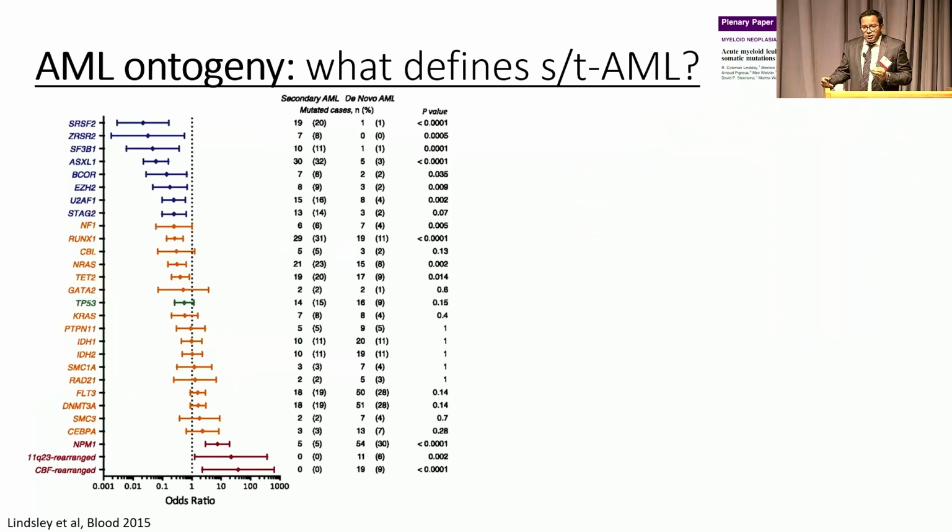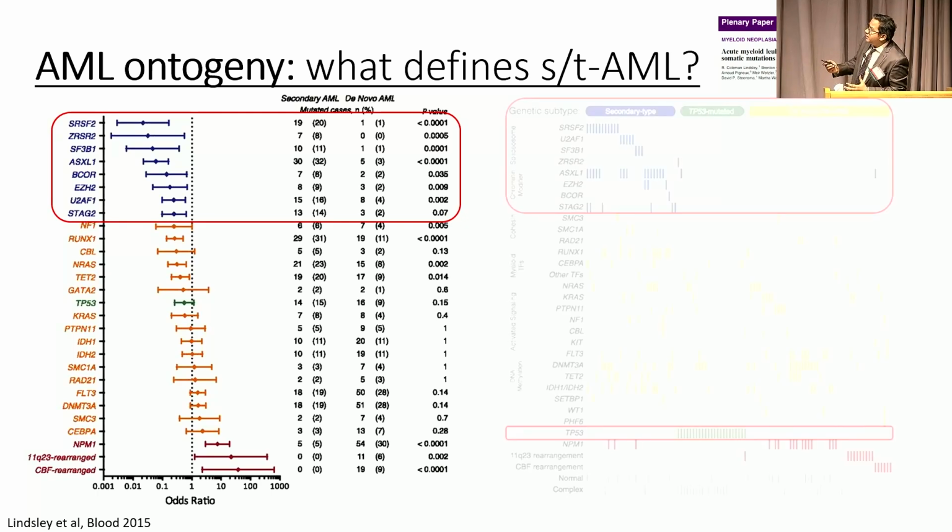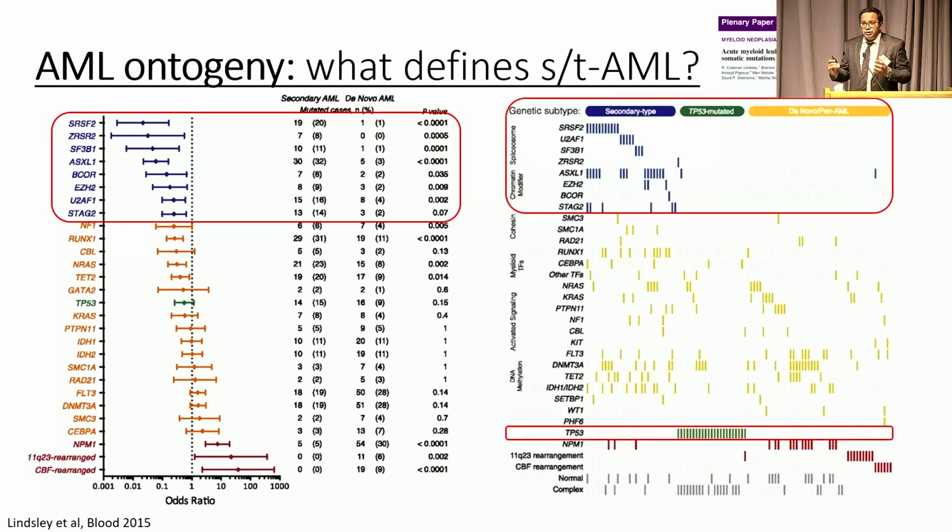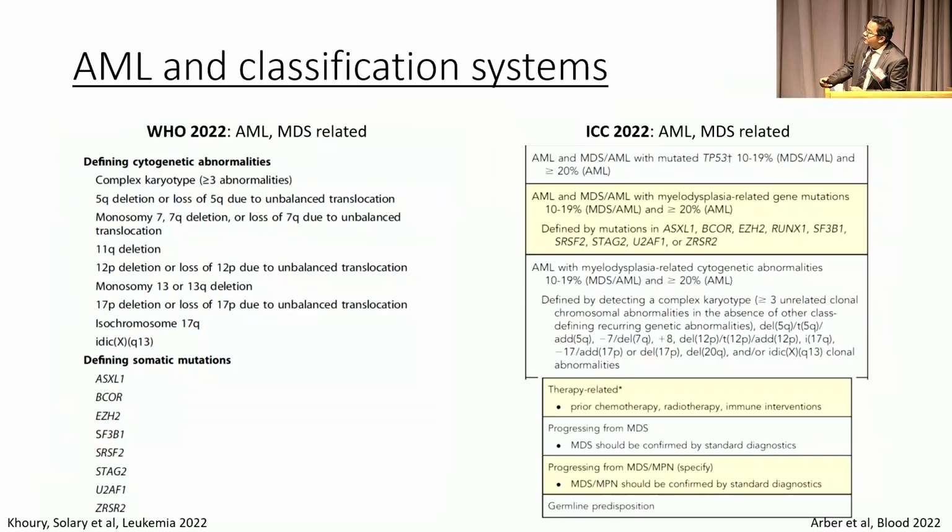Now, to talk about secondary AML, how did it move from a clinically defined entity of patients having MDS progressing to AML, or therapy-related AML, to a genomically defined group? One of the earliest pieces of work was from Lindsley et al., published in Blood 2015, which showed that these patients who have the mutations highlighted on the left tend to coalesce in the subgroup of clinically defined secondary AML, leading to the nomenclature of secondary AML that is more devised by ontogeny and not just by the clinical therapy that was received before by these patients.